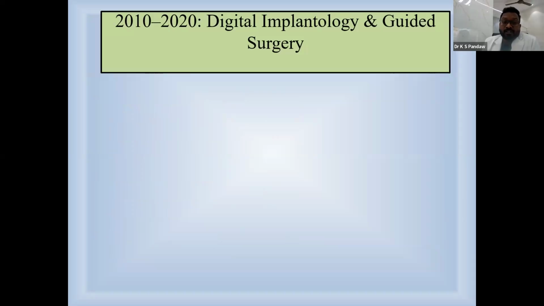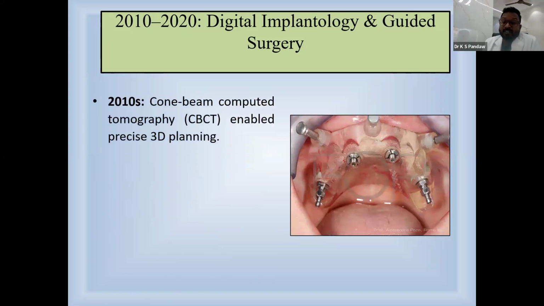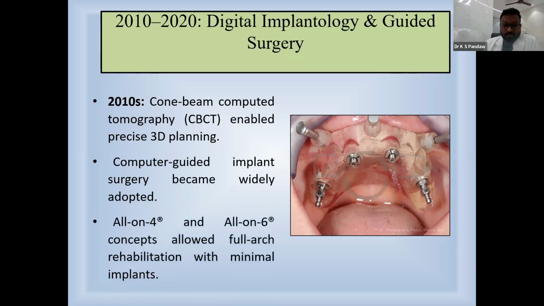And now in 2010 to 2020, the era of digital implantology and guided surgery, through CBCT we can plan our surgeries, plan a surgical stent, and do computer-guided implant surgery. Nowadays it has become very popular, and now we have the all-on-4 and all-on-6 concept and the tilted implant concept, which allow full arch rehabilitation with minimal implants and in minimum time.